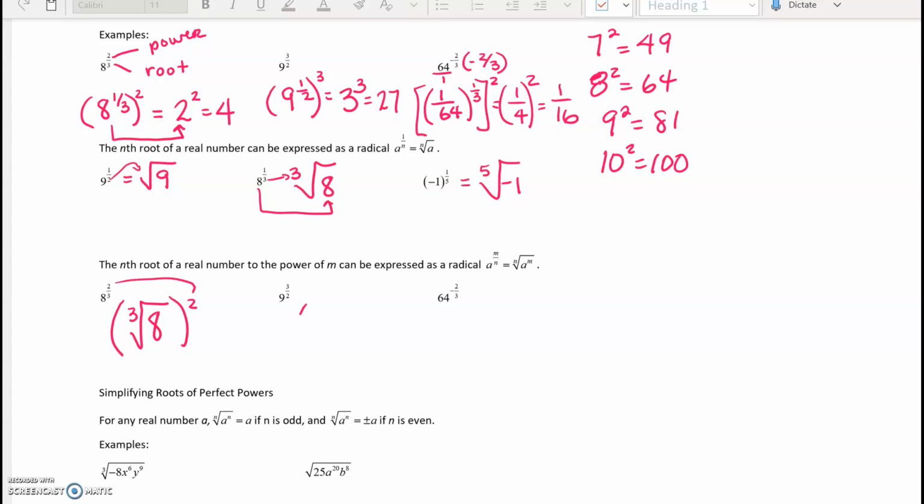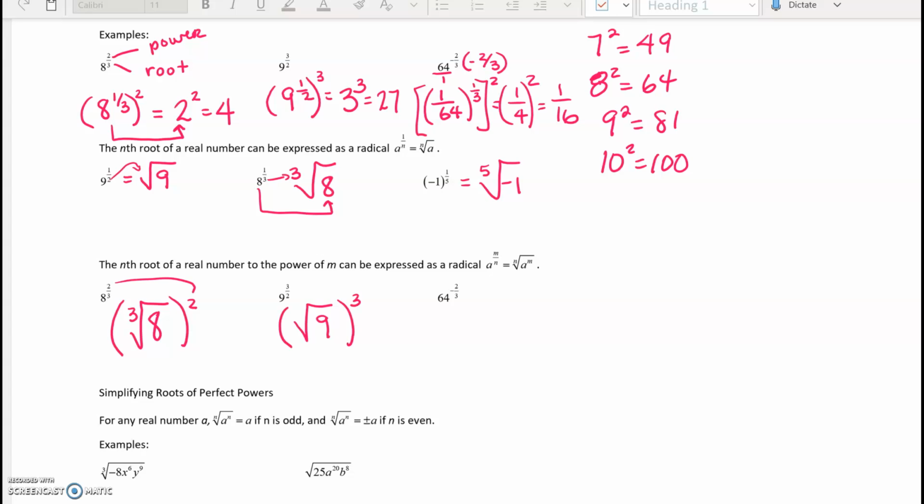For this one, we'll take the square root of 9. Notice that I'm not going to write a 2 there. It's not wrong to do that, to remind yourself what root it is. You just don't have to. And then the power on the outside is 3.